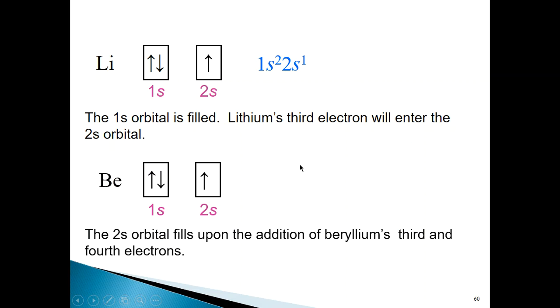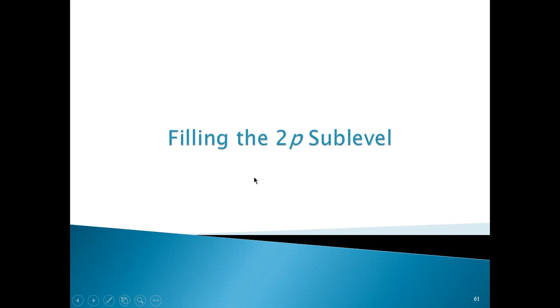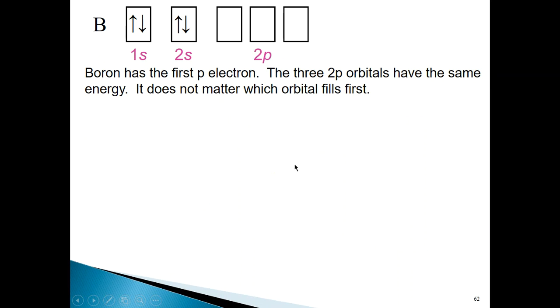configuration. You're going to have 2 electrons occupying the 2s orbital spinning in opposite directions, and therefore the electron configuration will be 1s2, 2s2. The next element in line is boron. So to get boron, we have to add 1 electron to the electron configuration of beryllium. So this is the electron configuration of beryllium.